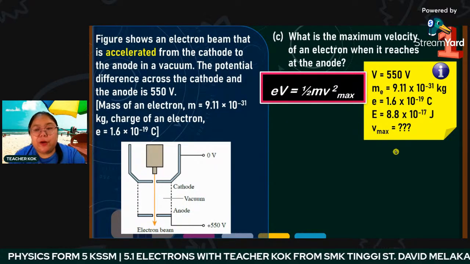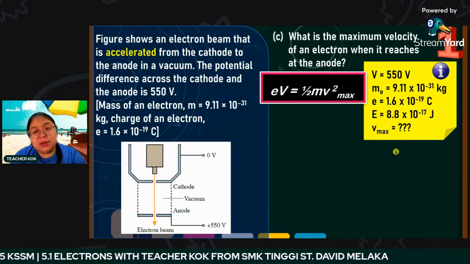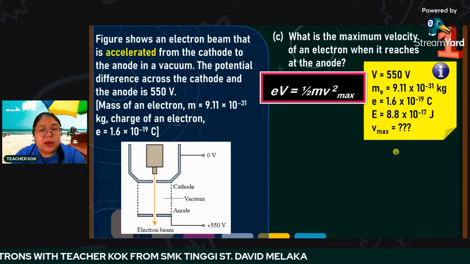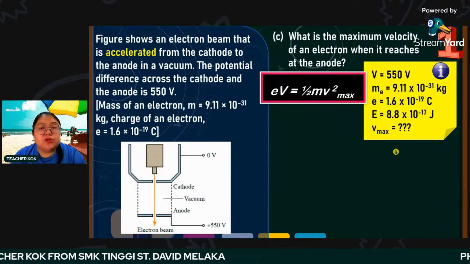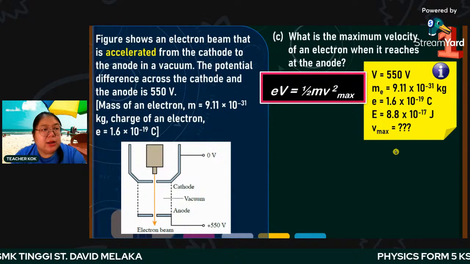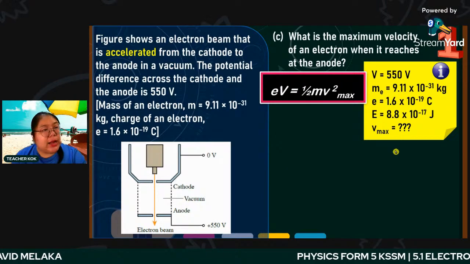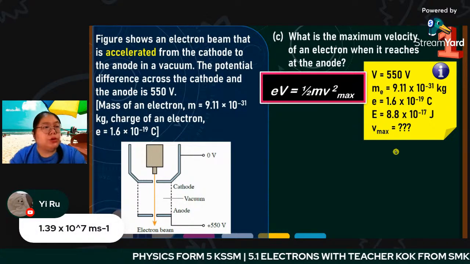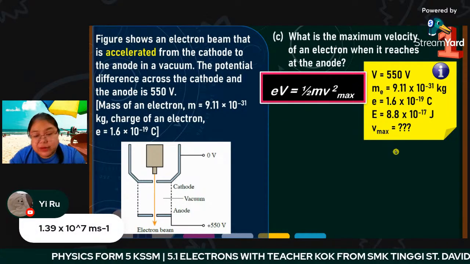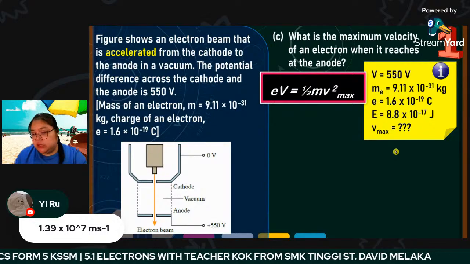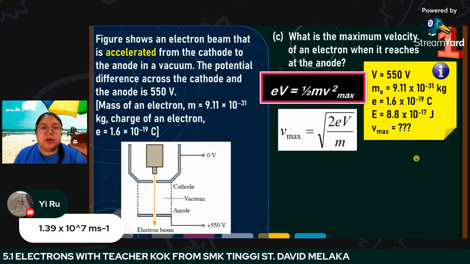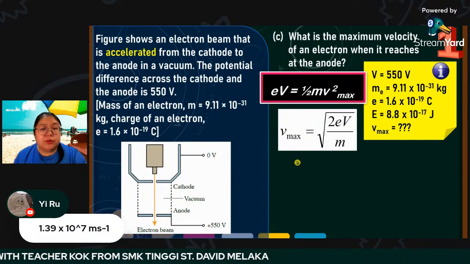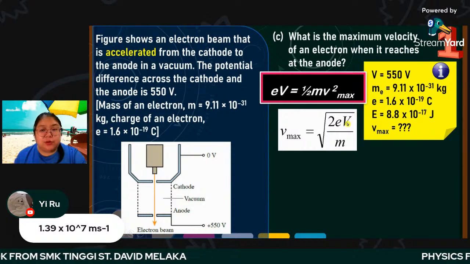So from here, I want to wait for your answer. You find for me what v is. Remember, for v you need to take the square root. Okay, Yiru has the answer already. Show me the answer: 1.29 power of 7 for the velocity. So we go to check. Remember you need to take the square root. You want to find v max, you need to take the square root.